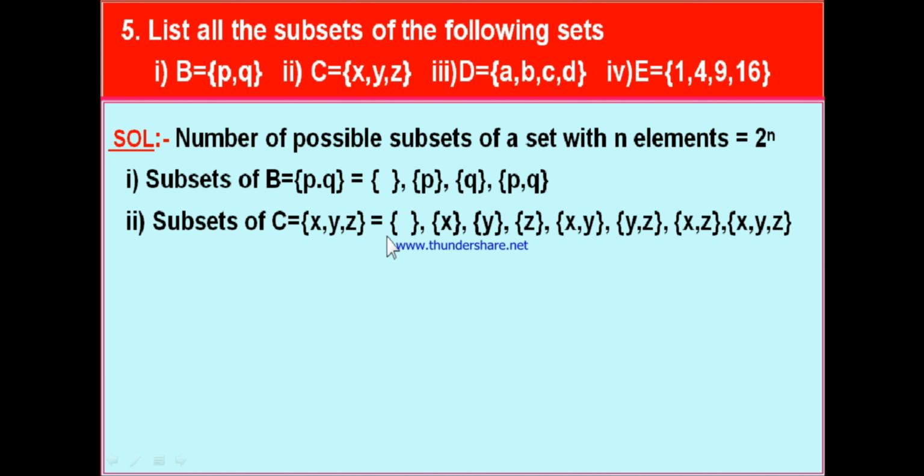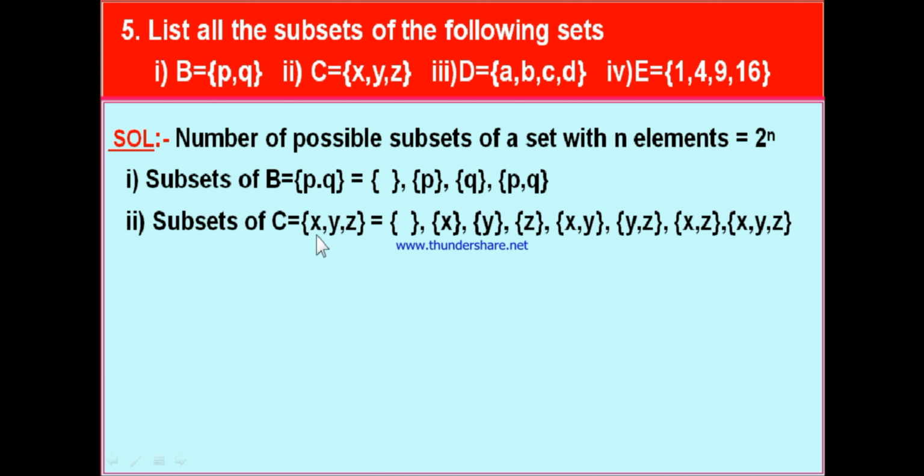I shall repeat, you please see here. In order to write the subsets of any set, first of all write an empty set, a set with 0 elements. Next, write the different sets with single elements. Next, write the sets with 2 elements. Next, write the sets with 3 elements. Like this. In this process, you can write the different subsets of any set.